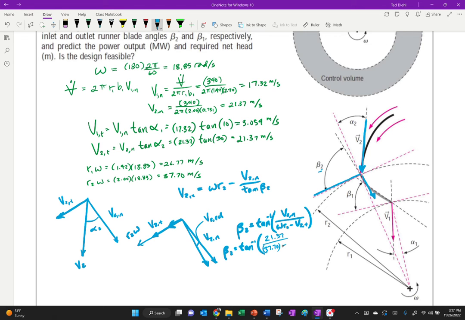21.37. That's better. Divided by omega R2, which I found as 37.70, and then subtract out V2T, which was 21. Whoops, I must have got this wrong right there.